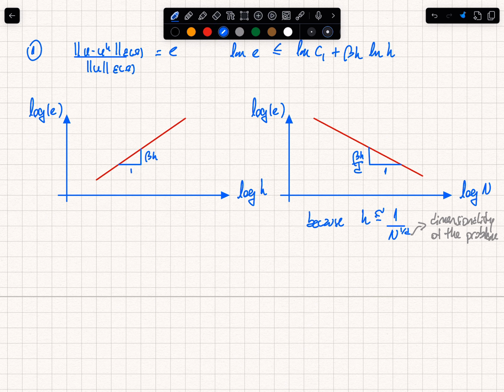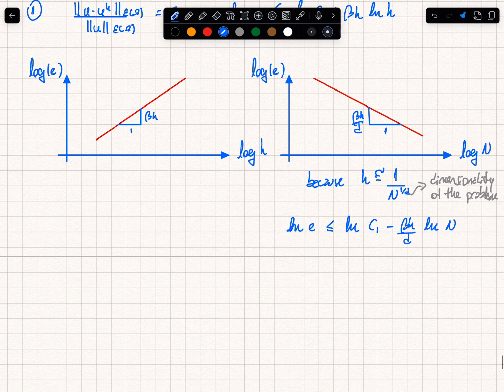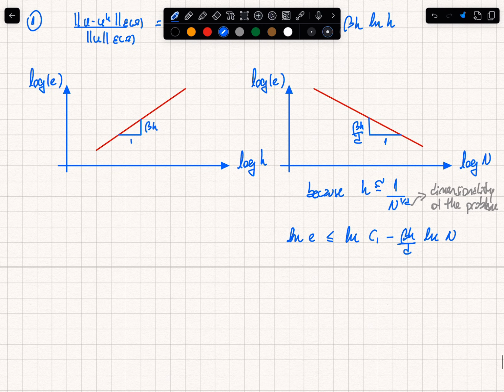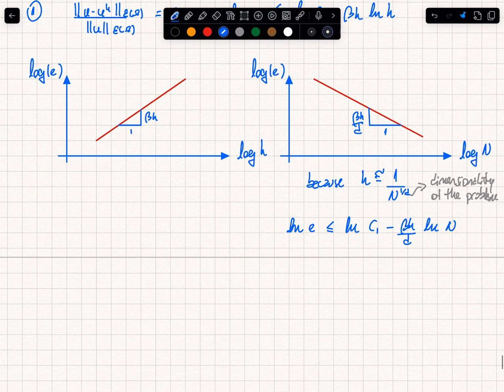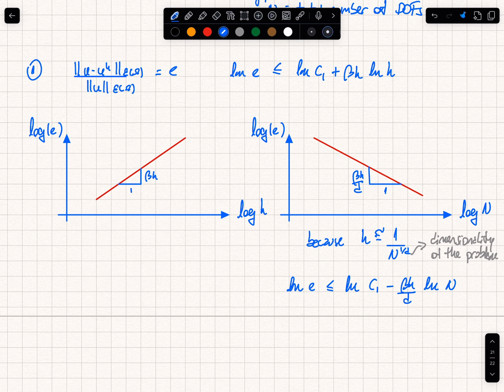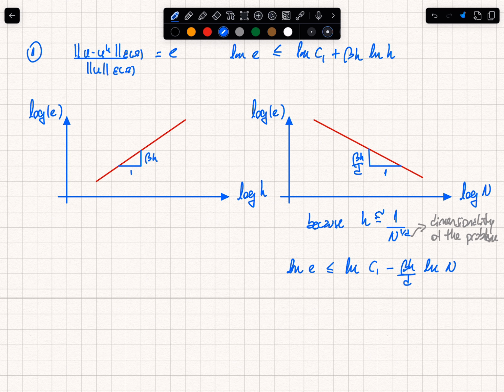And let me finish here. Of course, if we make this change now, our equation of the line becomes minus beta h divided by d log of n, and that is here again the rate, and you see that it's negative, and so you expect obviously to have a different type of slope. Okay, this is for the h version of FEM. Okay, algebraic convergence. So we only look at reducing the error by just reducing the size of the element.